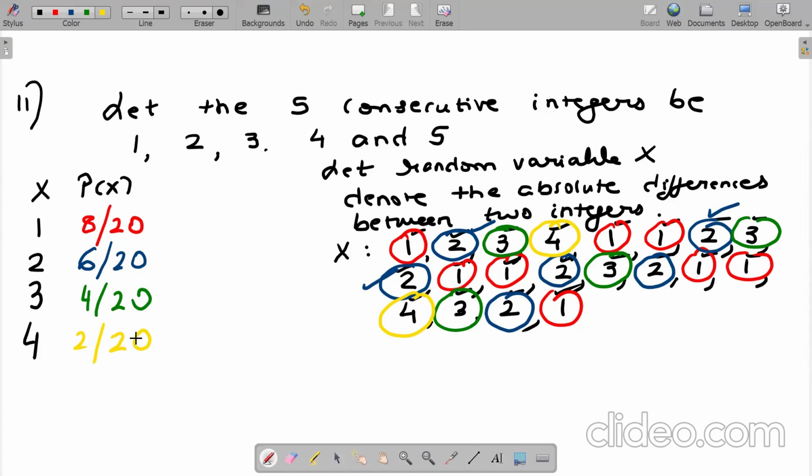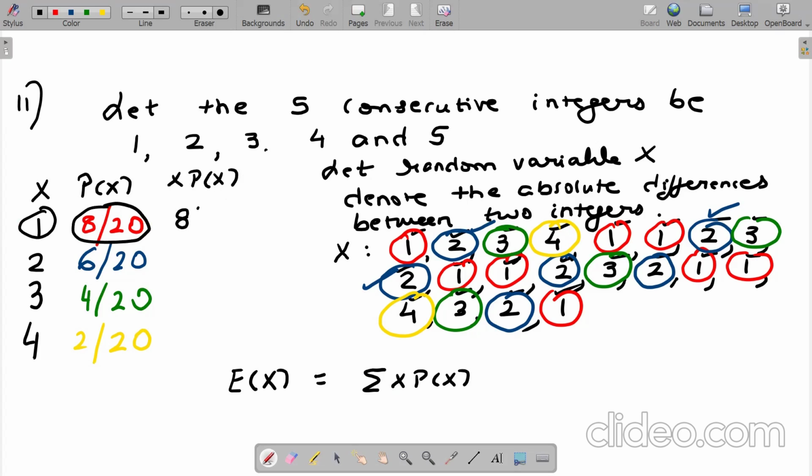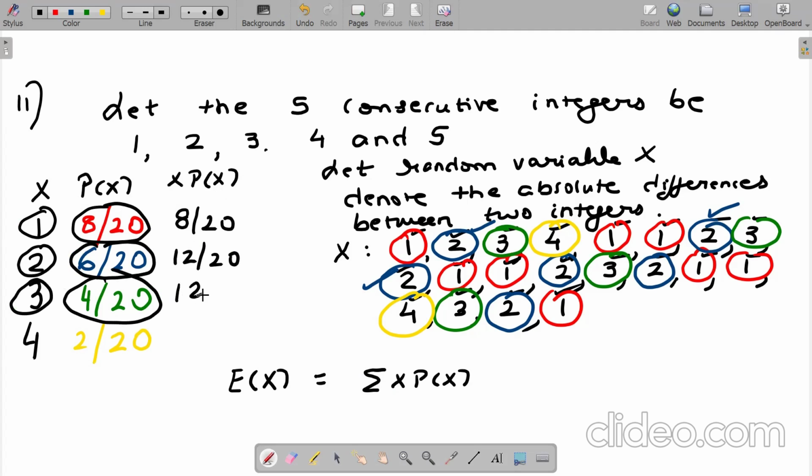Okay. So now how do I find the mean? Finding the mean is very easy. Mean of x or expected value is nothing but summation x into px. So let's calculate x into px. 1 into 8 over 20 is 8 over 20. 2 into 6 over 20 is 12 over 20. 3 into 4 over 20 is again 12 over 20. And then we have 4 into 2 over 20, which is 8 over 20.